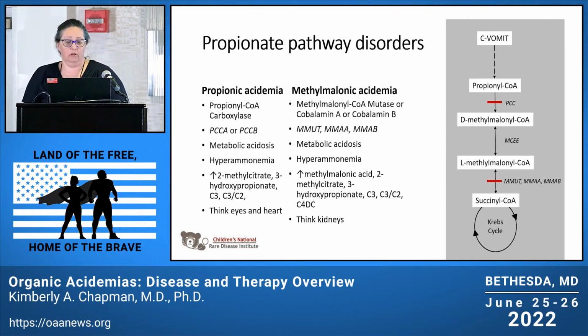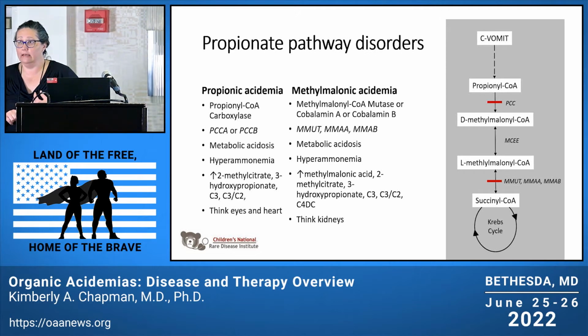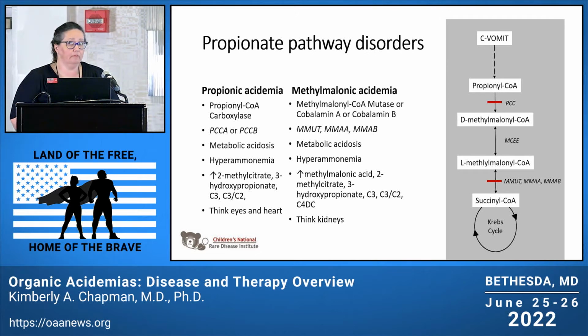Let's talk about methylmalonic aciduria. There are 3 genes that are 3 enzymes associated here. This is methylmalonyl-CoA mutase. I suspect the majority of folks in the room that have MMA are due to mutase. Cobalamin A deficiency and cobalamin B deficiency, encoded by one of 3 genes, MMUT, MMA-A, and MMA-B. No one said geneticists named the genes very excitingly, as you may have noticed.